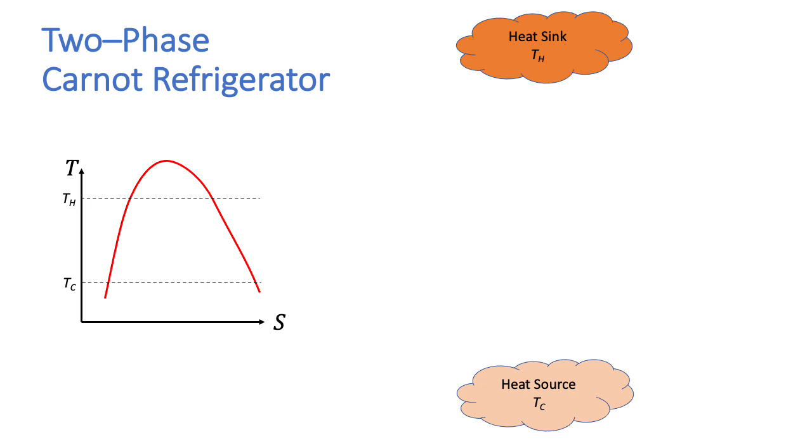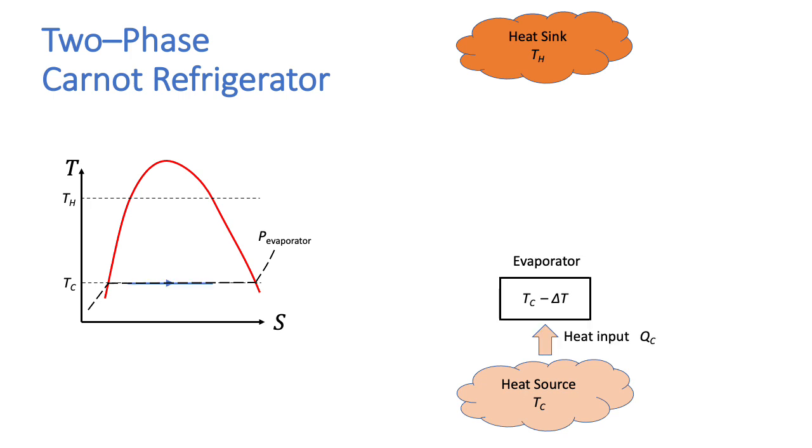This transfers heat from a low-temperature heat source, which is at Tc, to a high-temperature heat sink, which is at Th. We have an evaporator whose pressure is equal to the saturation pressure at Tc. We transfer heat from the heat source to the fluid in the evaporator. The fluid goes into a compressor to which we provide work.